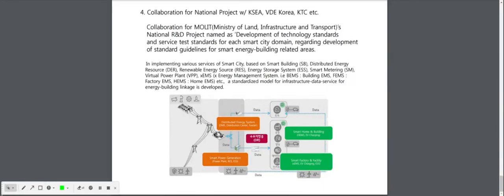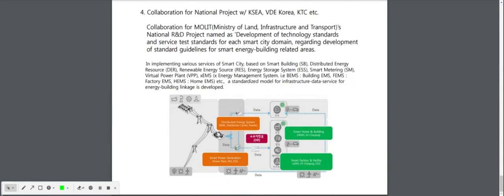The last one is for your information. I will show an introduction of our ongoing national R&D project together with stakeholders, including the Korea Smart Energy Association, VD Korea, and KTC. It is handled by MOLIT, the Ministry of Land, Infrastructure and Transport, for collaboration. The national R&D project is named Development of Technology Standard and Service Test Standards for each smart city domain, regarding development of standard guidelines for smart energy building related areas.